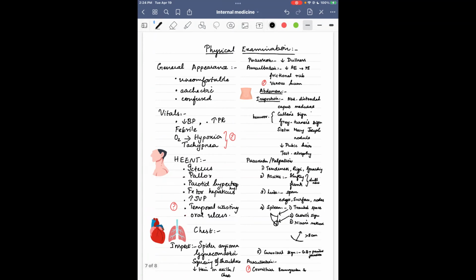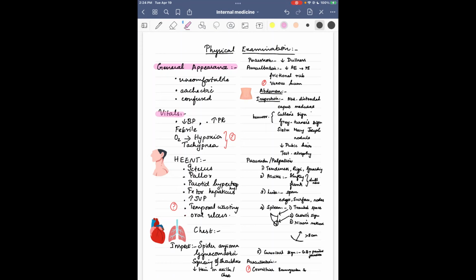So let's go briefly over it. First, we walk in and see the general appearance of the patient. The patient can be uncomfortable, cachectic because of either malnutrition or malignancy. And if there is hepatic encephalopathy, the patient can also look confused.